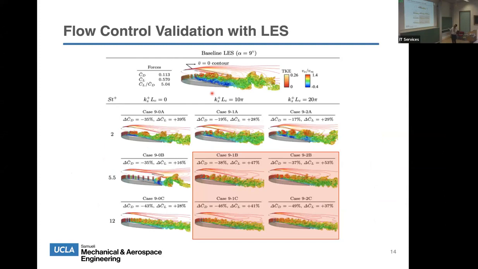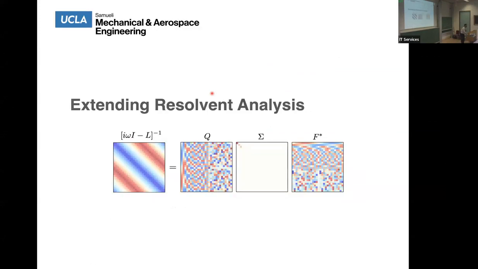And if we do look at the exact amount of CD reduction or lift increase, they're on the order of about 50% for lift and then minus 40% for drag. So we were really happy about this, right? So now we know at what frequency to actuate and also at what wavenumber to place these actuators in the streamwise direction. So let's go a little further.